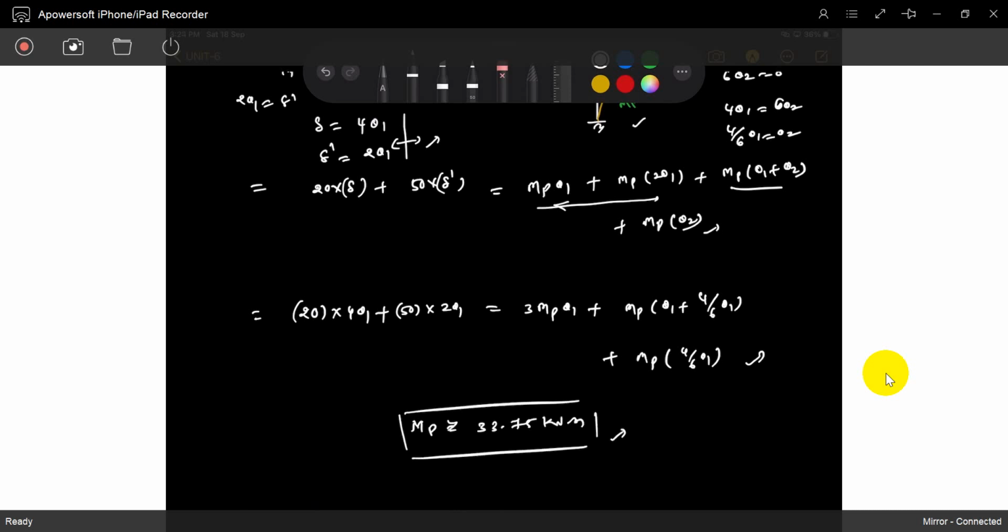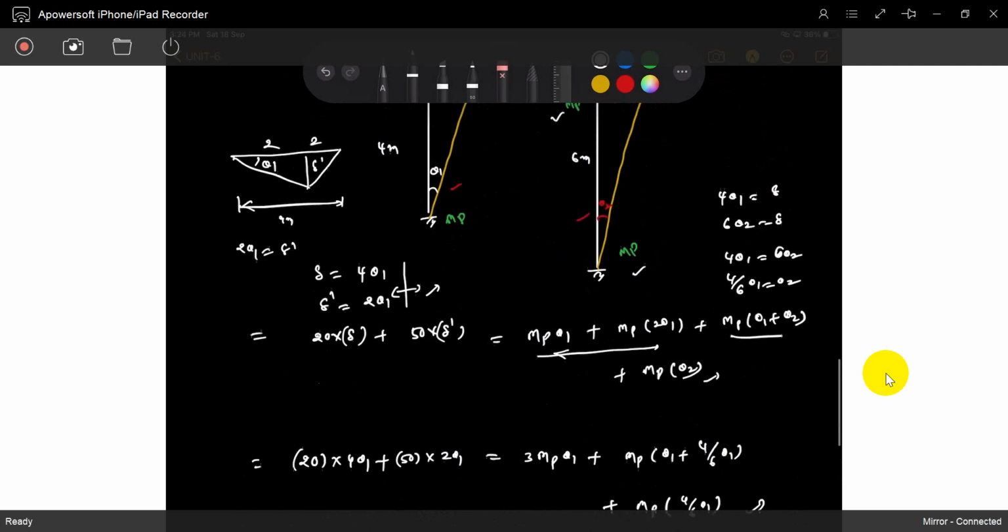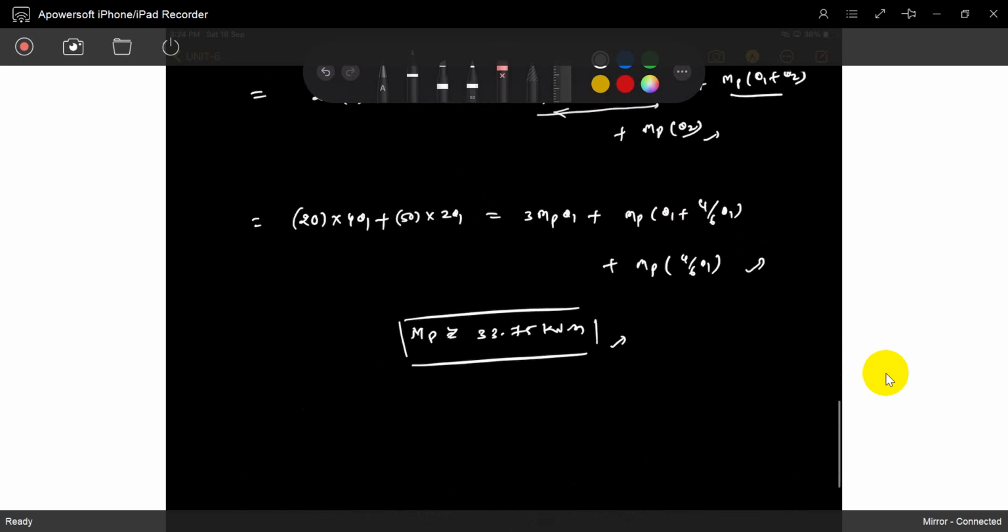So that's it. Which one is higher? The combined mechanism is the higher. So you can conclude that the plastic moment capacity or resistance should be maintained greater than 33.75. Otherwise it would collapse for the given loading. If you provide higher than this, it will sustain.